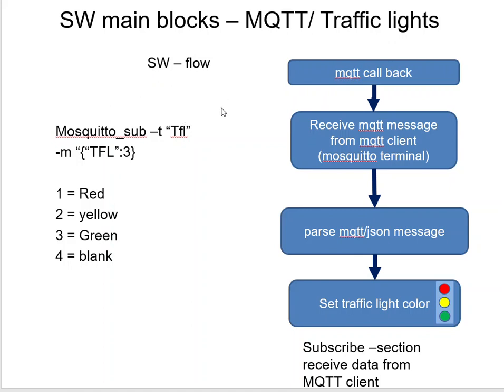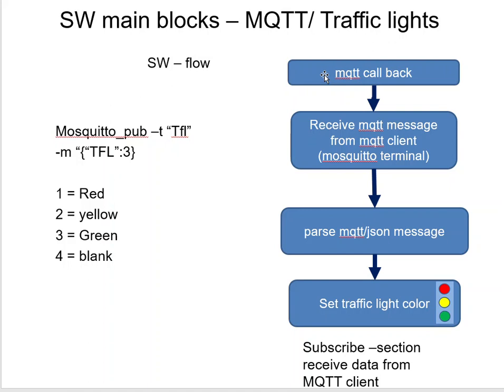So let's now agree that we are using JSON. I think you know already about the JSON format. So what does that mean? There will be this name-value pair in the JSON format. So if we are sending or publishing a message, the topic is TFL, and the message content is TFL 3. This could, for example, mean that we'll put on the green light. If we put number 1, it puts the red light on, and so on. So we could agree that this is the JSON message structure that we are going to use.